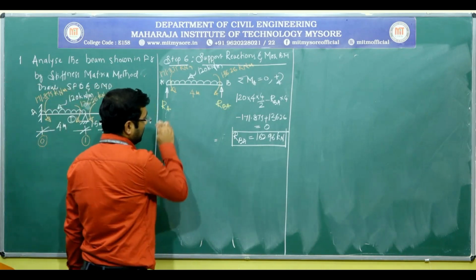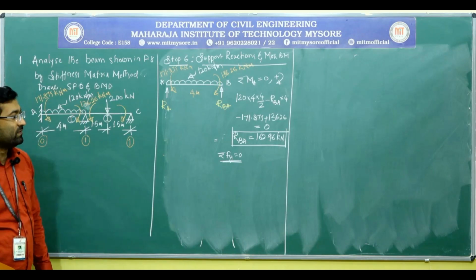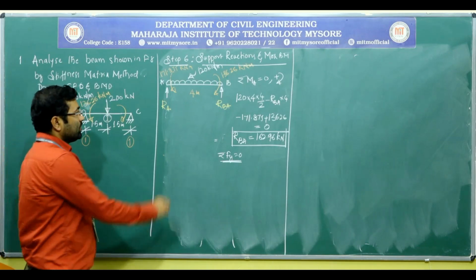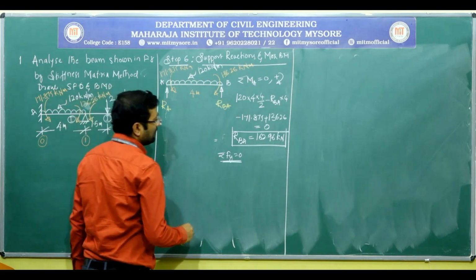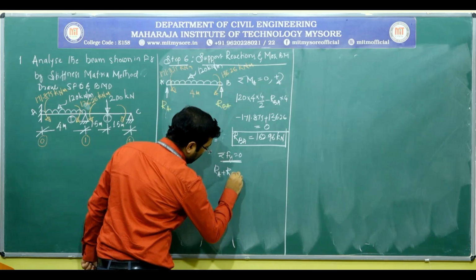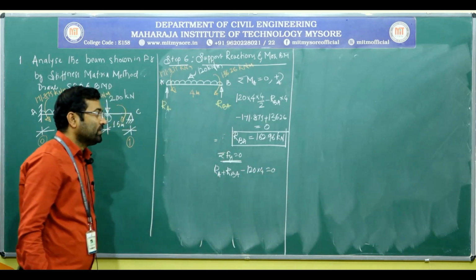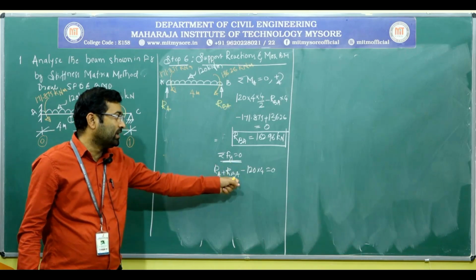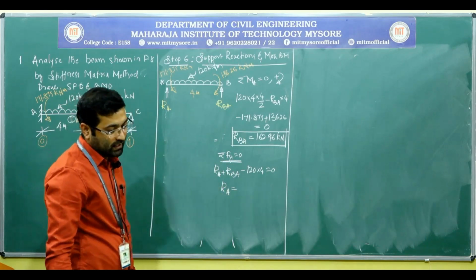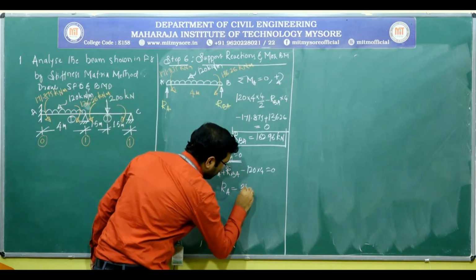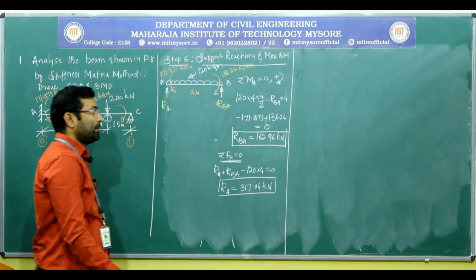Similarly, we need to determine RA. To determine RA, I am going to implement sigma Fy equals 0. That is, the algebraic sum of all the vertical forces must be equal to 0. Here RA and RBA are acting vertically upwards, whereas this 120 kilonewton per meter UDL is acting vertically downwards. So RA plus RBA minus 120 into 4 equals 0. We have two unknowns, RA and RBA, but RBA we have already found. If you substitute the value of RBA here, you will get the reaction at A as 317.04 kilonewton.